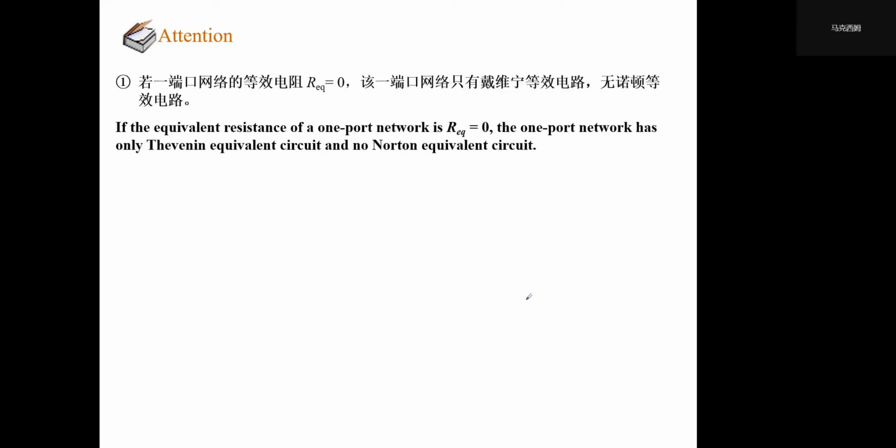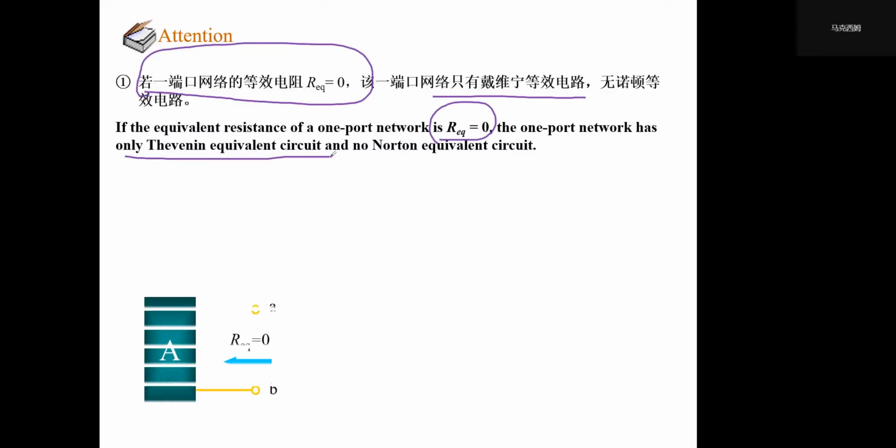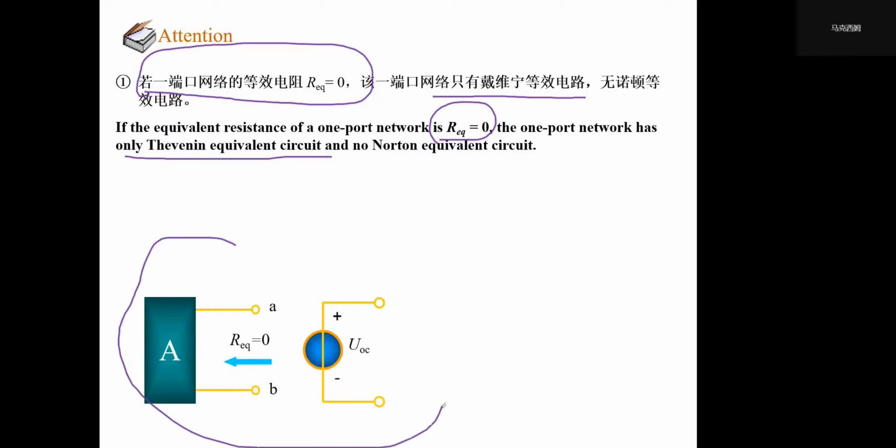We have to pay attention that once we have an equivalent resistance equal to 0, then we can only have the Thevenin equivalent. There's no Norton equivalent. So in this case, if the equivalent resistance is 0, that one-port network only has a Thevenin equivalent. There's no Norton equivalent circuit. So this is the case we have to pay attention to. So let's take a 10 minute break.